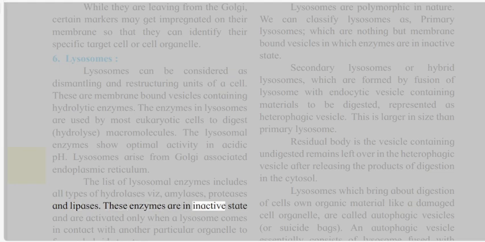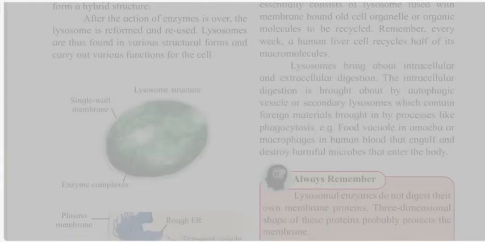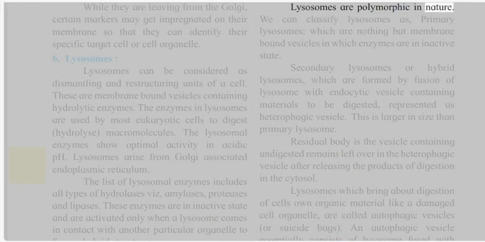These enzymes are in inactive state and are activated only when a lysosome comes in contact with another particular organelle to form a hybrid structure. After the action of enzymes is over, the lysosome is reformed and reused. Lysosomes are thus found in various structural forms and carry out various functions for the cell. Lysosomes are polymorphic in nature. We can classify lysosomes as primary lysosomes, which are nothing but membrane-bound vesicles in which enzymes are in inactive state. Secondary lysosomes or hybrid lysosomes are formed by fusion of lysosome with endocytic vesicle containing materials to be digested, represented as heterophagic vesicle. This is larger in size than primary lysosome.